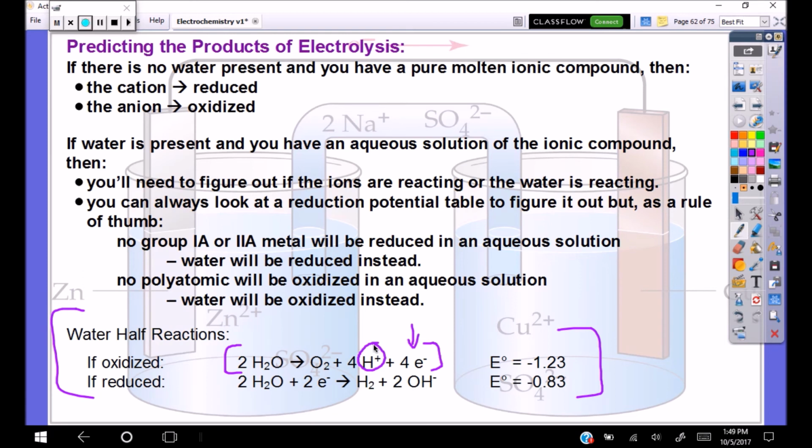If we lost electrons, we become positive. So that's how we know that this one is for the oxidation reaction.